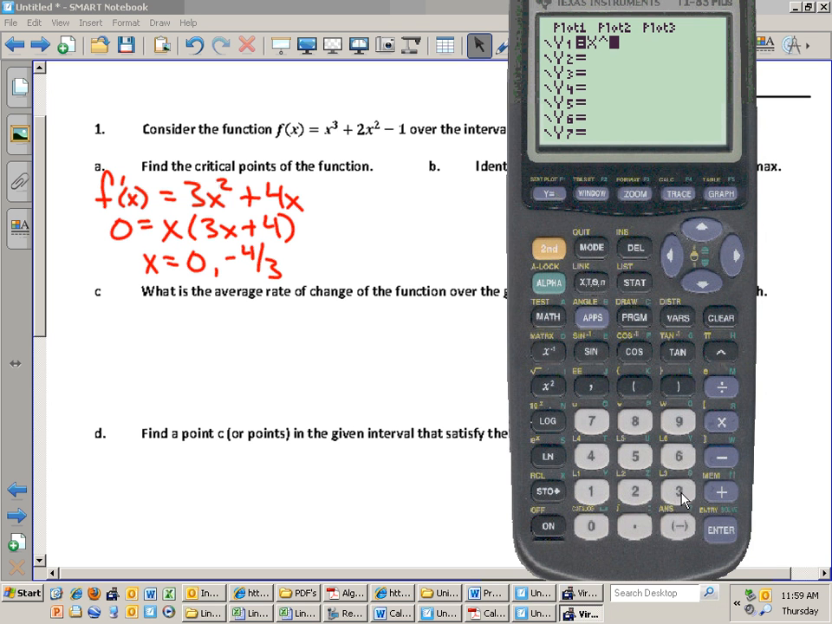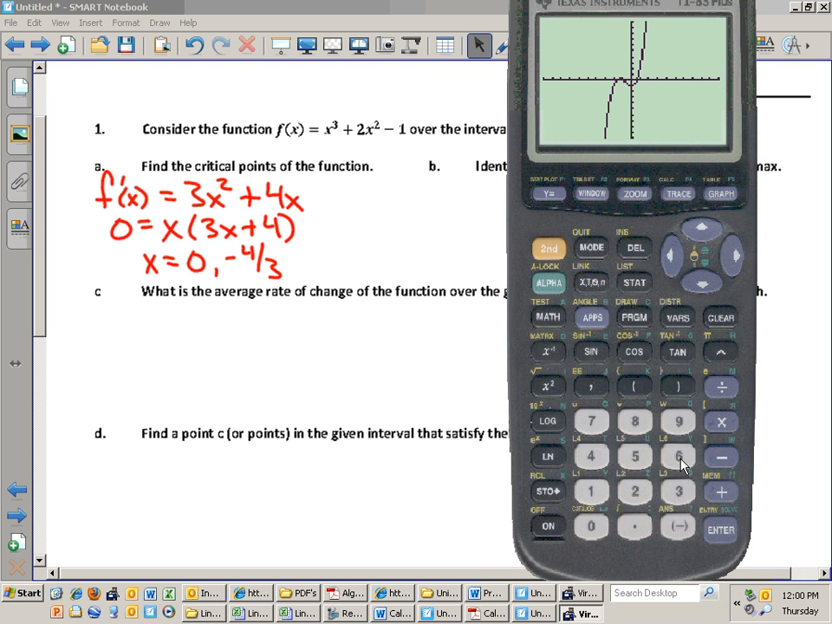X to the third plus 2x squared minus 1. And I'm going to view it on a 10 by 10 viewing window. So I'm going to zoom standard, zoom 6. And I get a cubic equation that looks approximately like that. So does it look like I have local min and max at about those spots? I sure do. So I know that I have local mins and maxes around there.